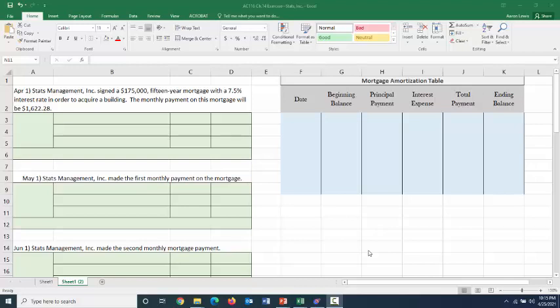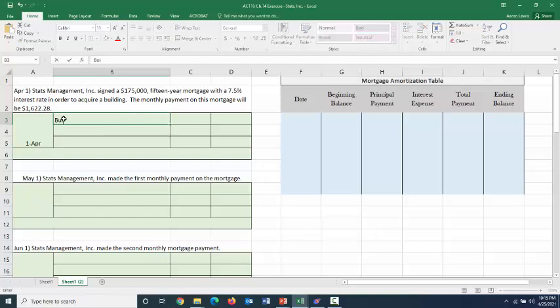Well, the institution that they're getting the mortgage from has told them that if they take out this mortgage, their monthly payments are going to be $1,622.28. Well, let's start firstly by putting the mortgage on our books, and therefore also the asset that we are acquiring via that mortgage. So on April 1st, what are we getting?